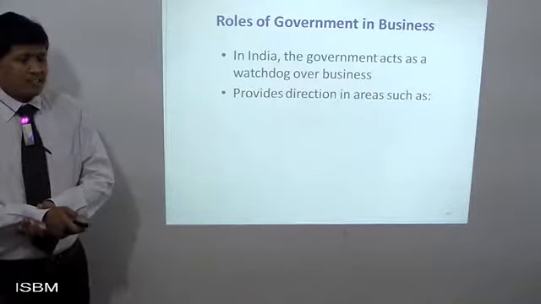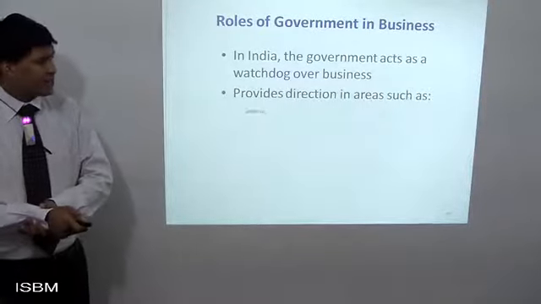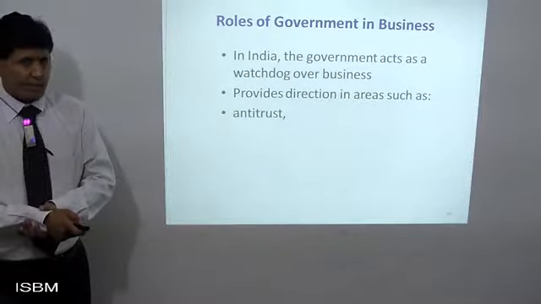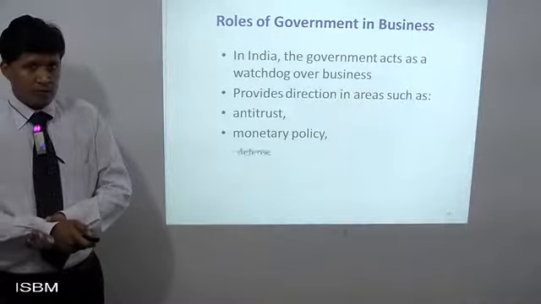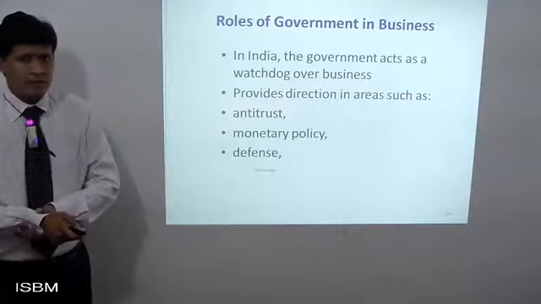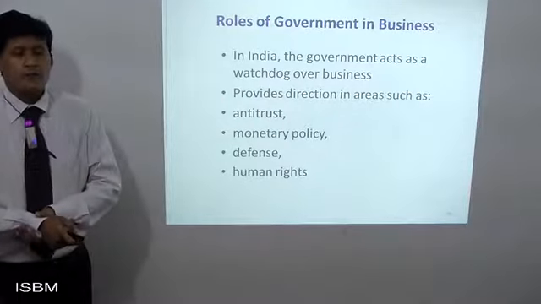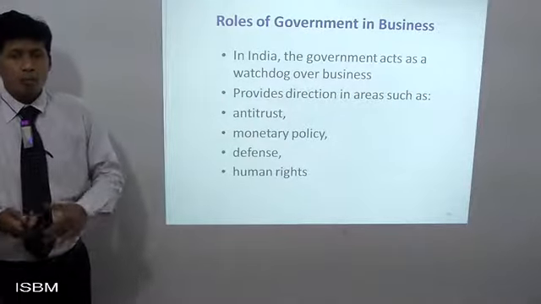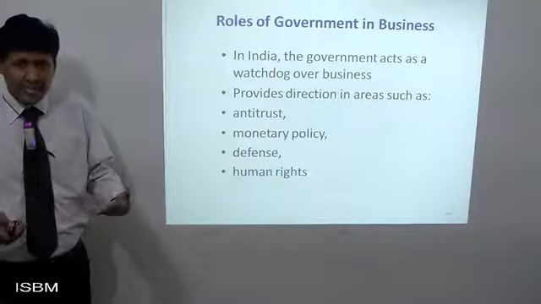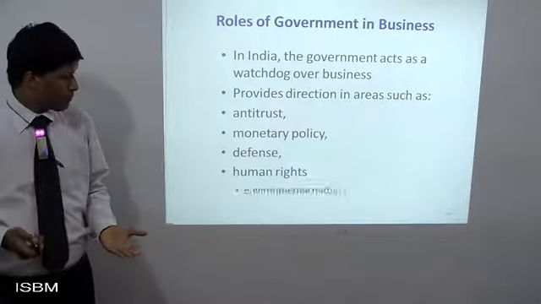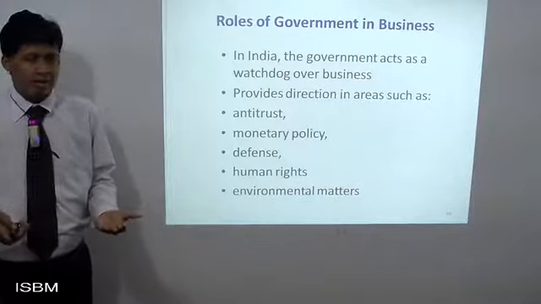The role of government rules: here in India, the government acts as a watchdog over business. It provides direction in areas such as antitrust, monetary policies, fiscal policies, defense, and human rights. Here the government itself lays down certain structural norms as well, and environmental matters as well.